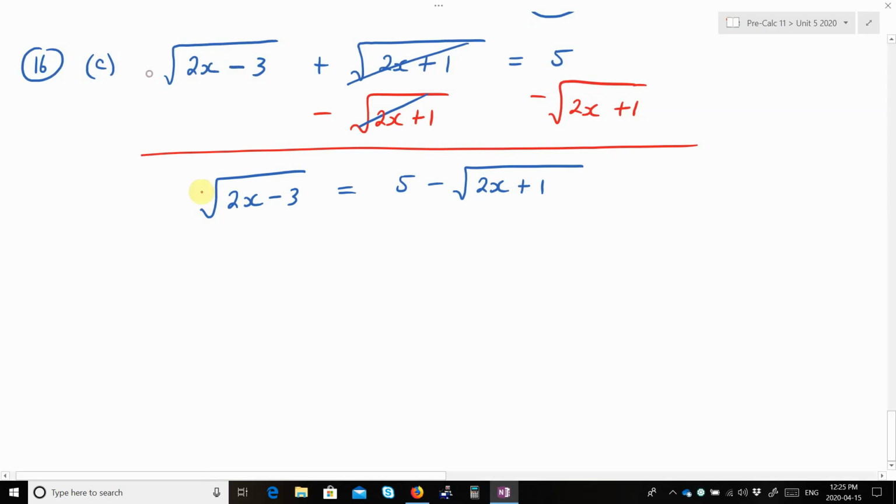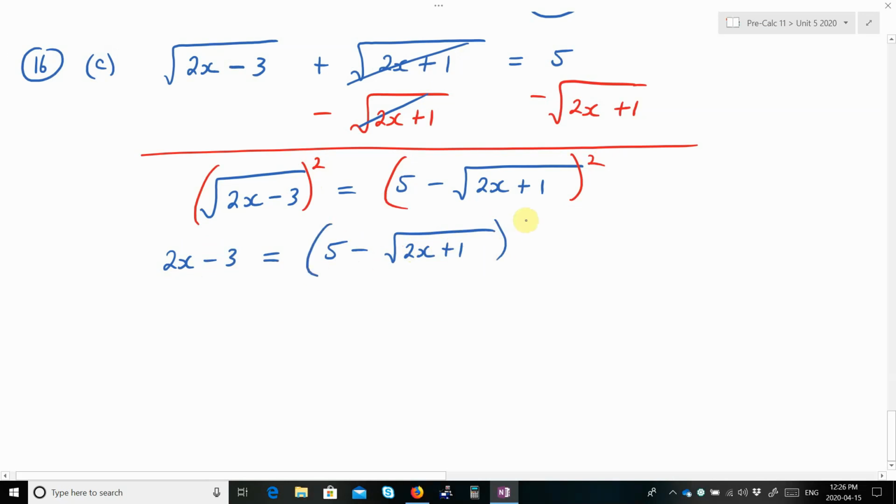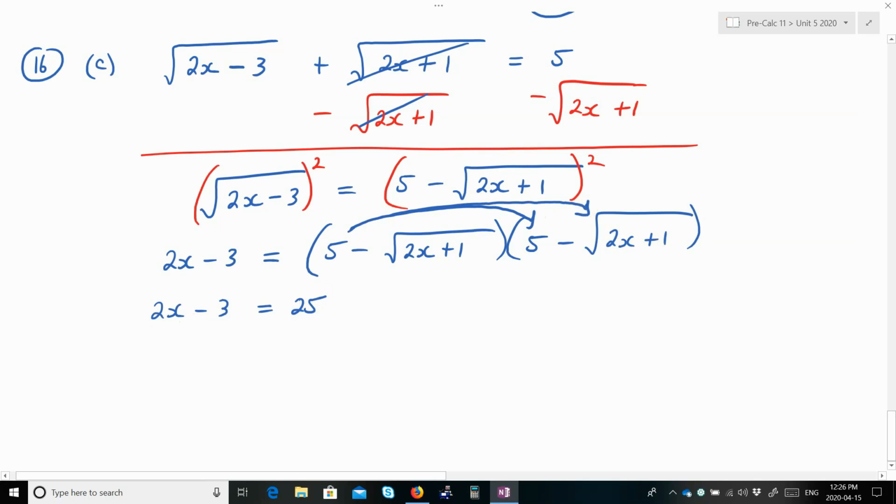And now we're going to square both sides. The left-hand side is not a big deal. We gotta square this side here though. So the left-hand side is just going to work out to 2x minus 3. The right-hand side is going to be this bracket twice, and we have to do FOIL. And we end up getting 5 times 5 is 25. And then 5 times that negative square root thing is negative 5 times that square root. And then this, we get negative 5 times the square root of 2x plus 1. And negative times negative is positive on the end here.